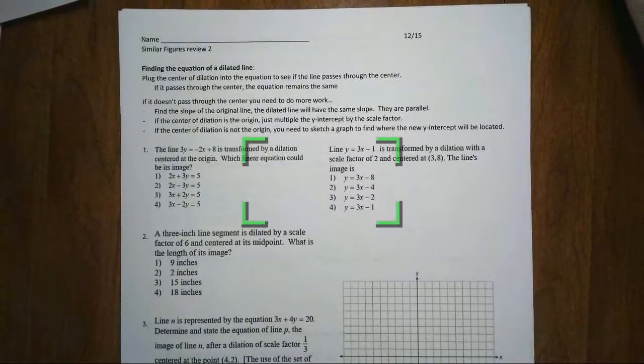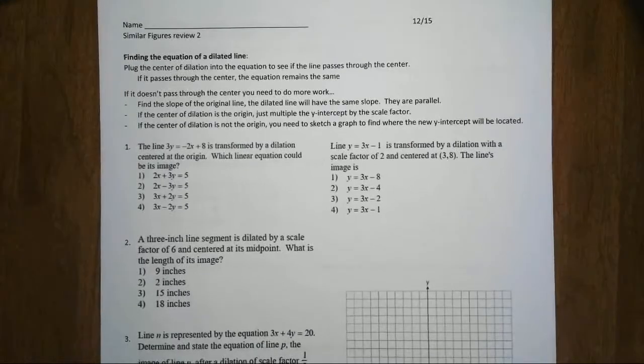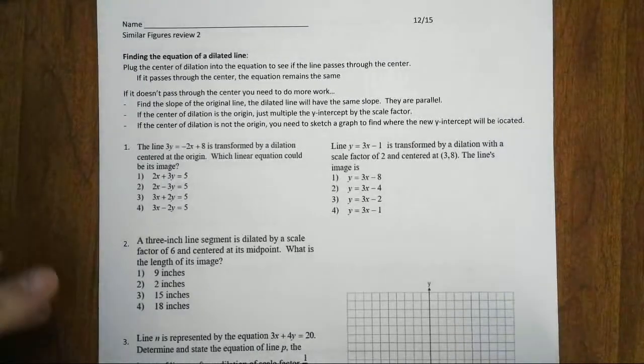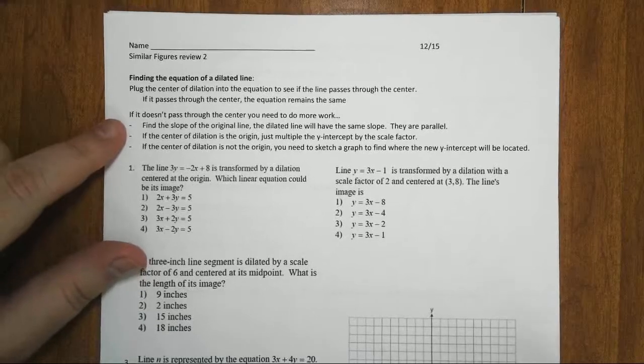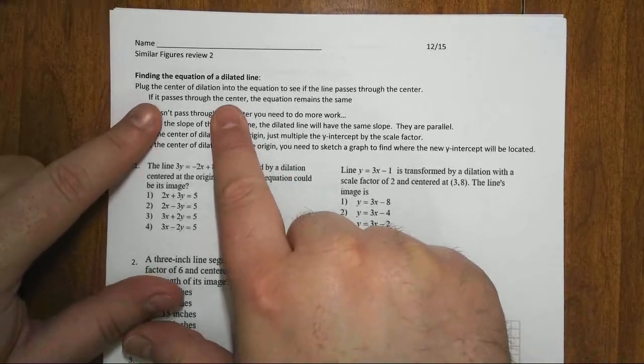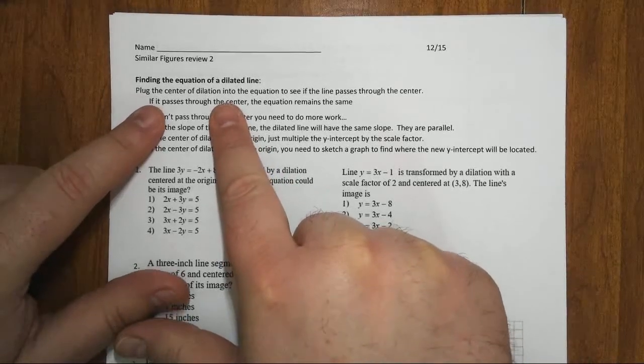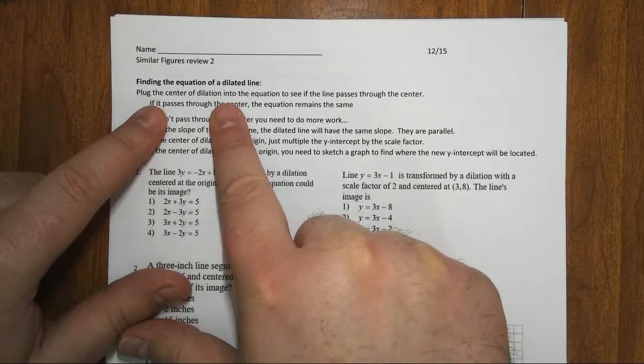All right, we're going to finish up the last page of the first review sheet, but actually take a look at the second review sheet. So notice, to find the equation of a dilated line, if I have a line, I have the equation, I'm going to dilate it.